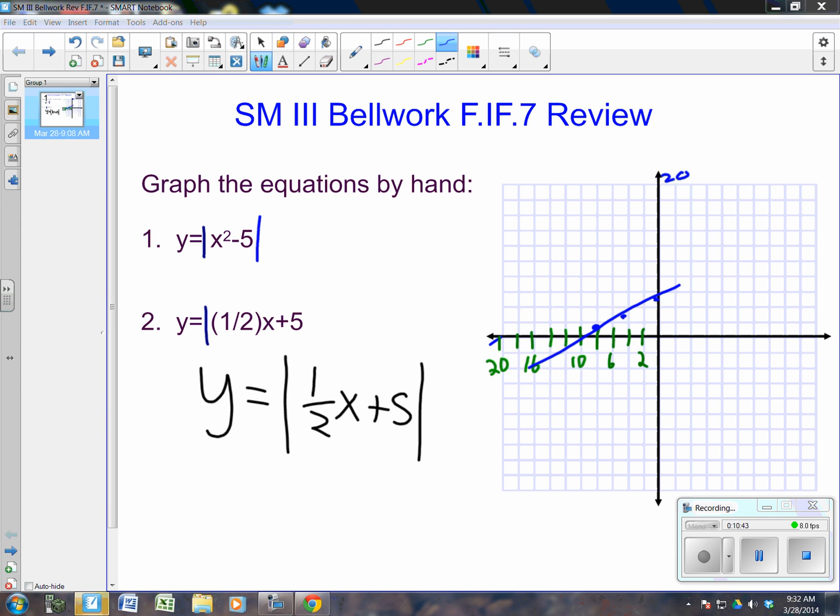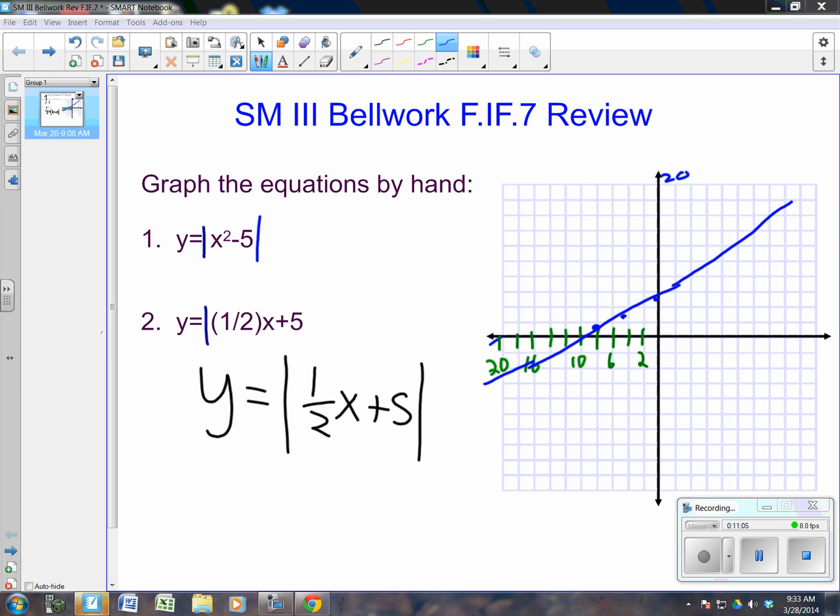Every mark on there is 2. Yeah, I know. You go 2 over 4. Oh, yeah. So it'd be less of a... Well, he went down 2 and over 4. Same thing. Okay, so there's that line. Now, take the absolute value of it.